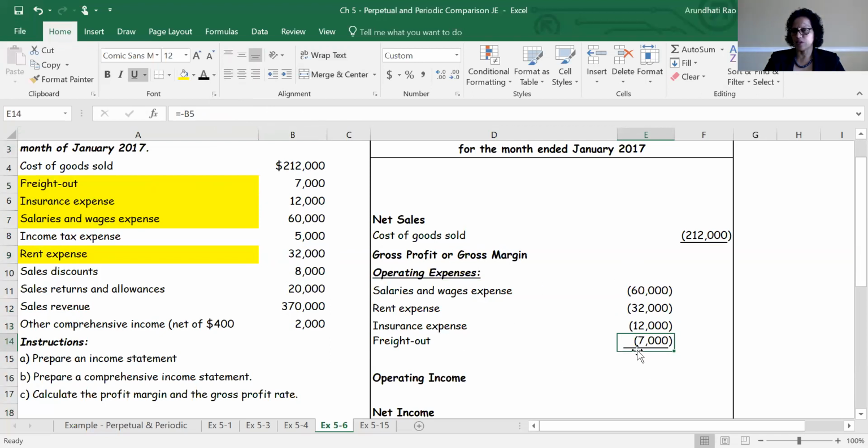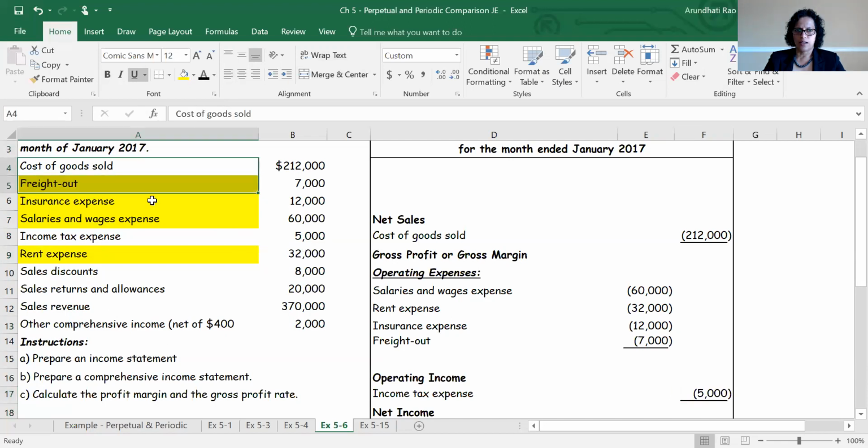I could have also just listed all of these items and sorted them in Excel, so we can just visually look at them and identify what they are. Now, I have entered all the expenses over here. I had income tax expense, and that one I'm going to place over here after my operating income.